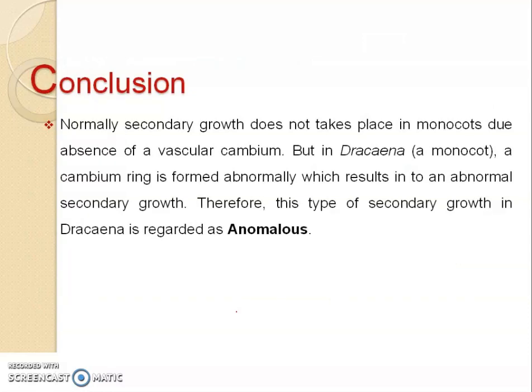At last, the conclusion. Normally, secondary growth does not take place in monocots due to absence of a vascular cambium. But in Dracaena, which is a monocot, a cambium ring is formed abnormally, which results in an abnormal secondary growth. Therefore, this type of secondary growth in Dracaena is regarded as anomalous secondary growth. So this is the conclusion of this lecture.